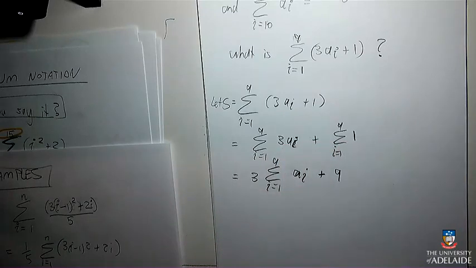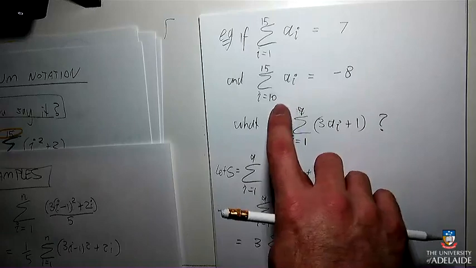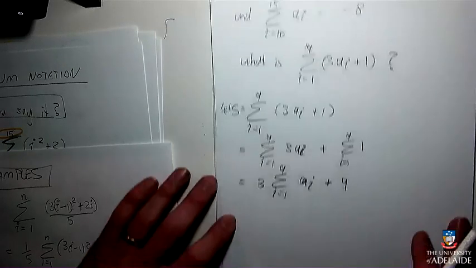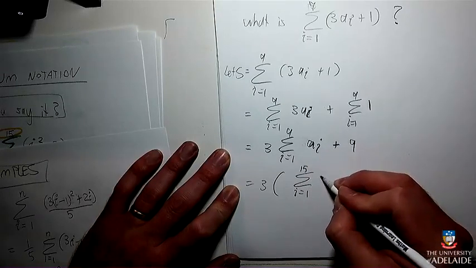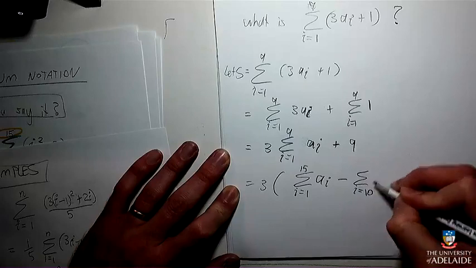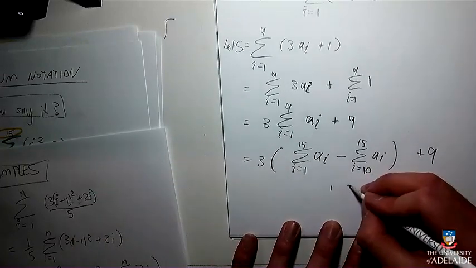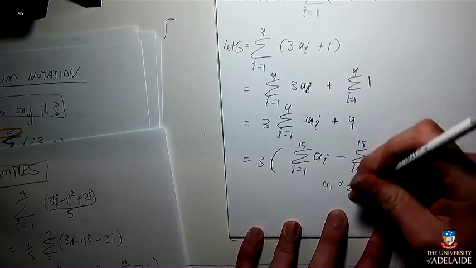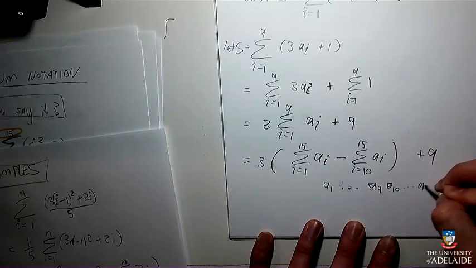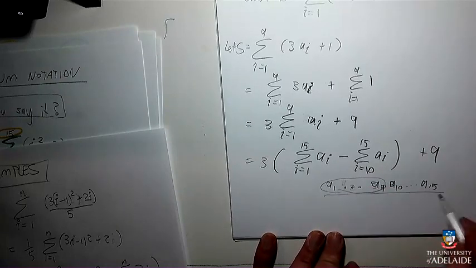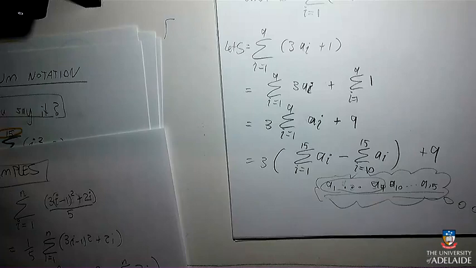Okay. So this means that I need to know what the sum from 1 to 9 of A_i is. But that's okay. I know what 1 to 15 is, and I know what 10 to 15 is. And if I took the 10 to 15 off, that would leave 1 to 9. So just in my head, I'm thinking I've got A1 up to A9 and A10 up to A15. And the bit I want is this bit, which is that minus that. That's what's in my head.